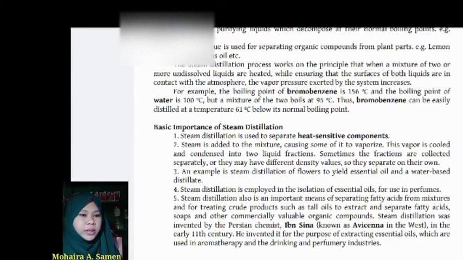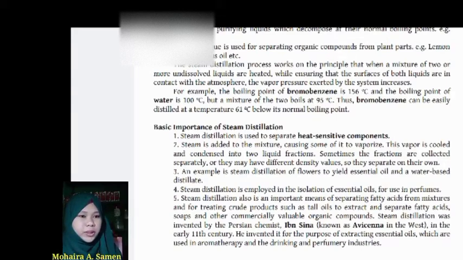Number 3, an example is steam distillation of flowers to yield essential oil and a water-based distillate. Number 4, steam distillation is employed in the isolation of essential oils for use in perfumes. Number 5, steam distillation also is an important means of separating fatty acids from mixtures and for treating crude products such as tall oils to extract and separate fatty acids, soaps, and other commercially valuable organic compounds.